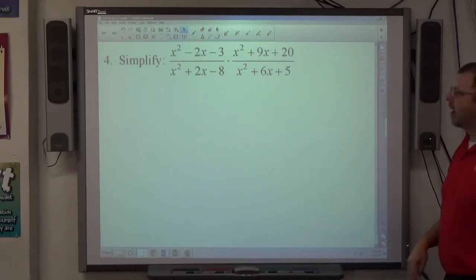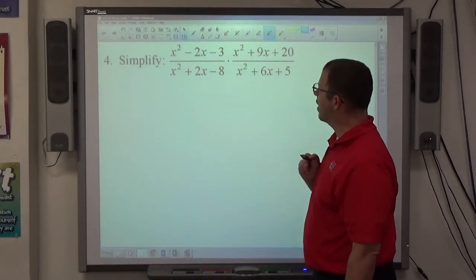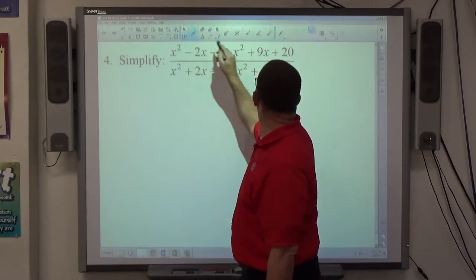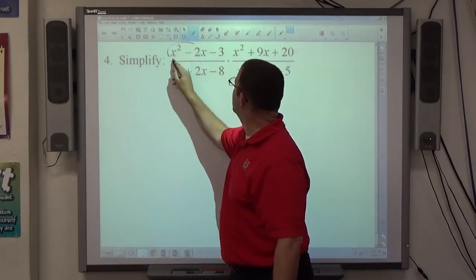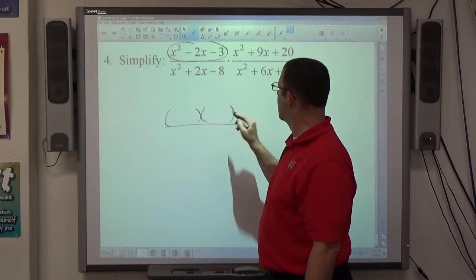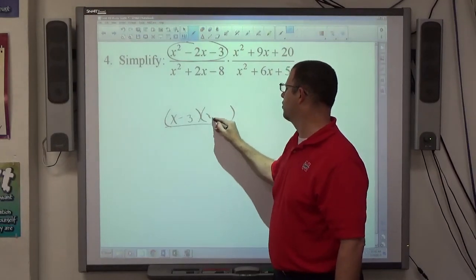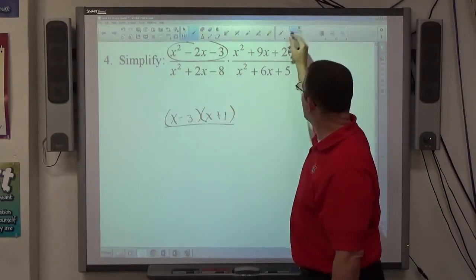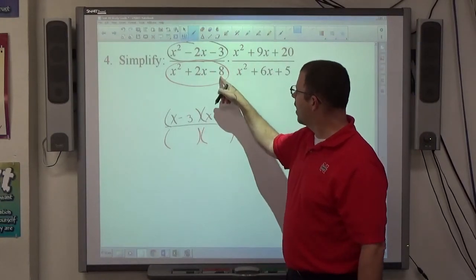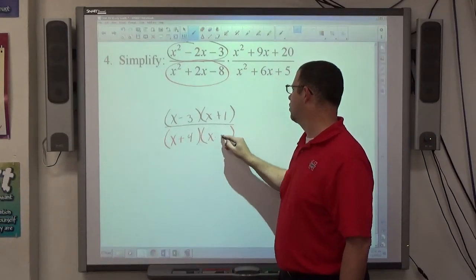Number 4, simplify. Our job is, you can see here we're multiplying two rational expressions, a bunch of quadratic trinomials. So I've got x squared minus 2x minus 3. Negative 3 times 1, negative 3 plus 1, so x minus 3, x plus 1. x squared plus 2x minus 8, parentheses, parentheses. 4 times negative 2, 4 plus negative 2, so x plus 4, x minus 2.